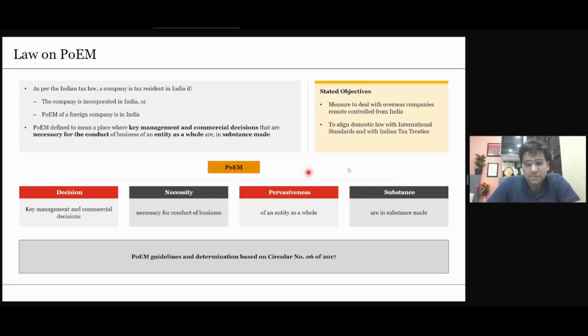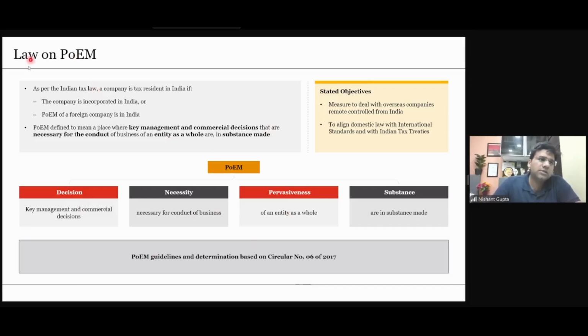And finally, in substance, you need not restrict your analysis based on, for example, the directors taking all the decisions before the board meeting, and finally the board meeting taking place outside India just as a rubber stamp. So that should not decide the POEM. Actually, the place where the decisions are taken, that is relevant.